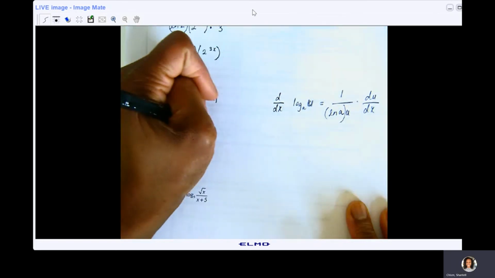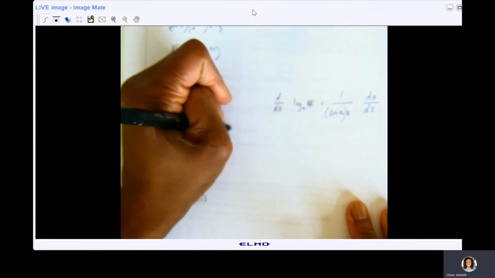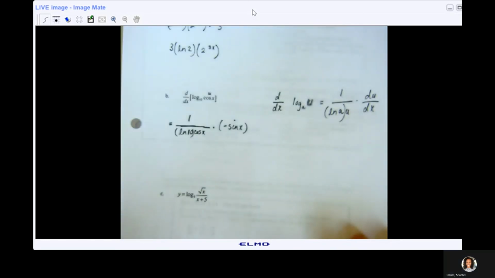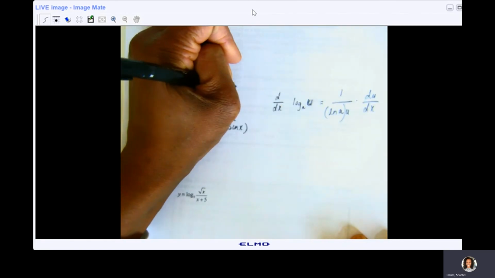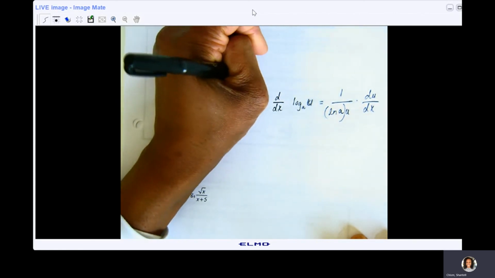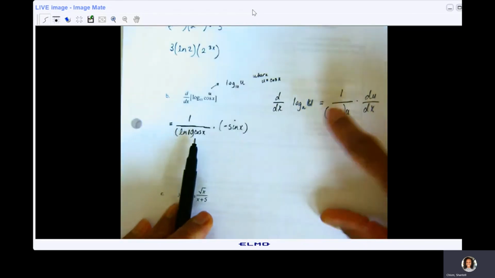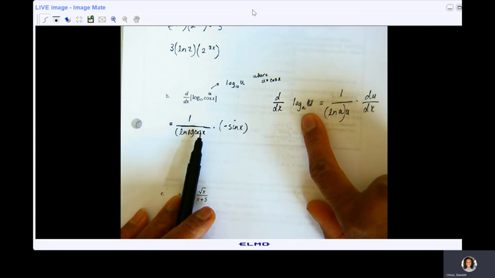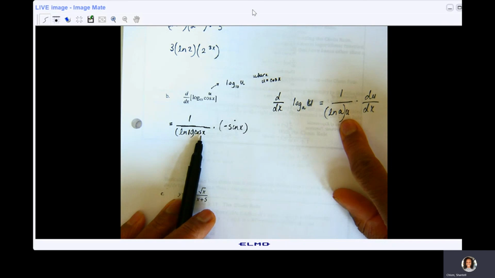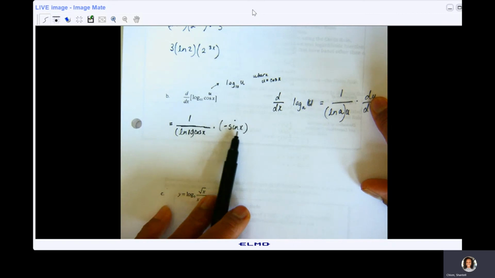Okay, and then I say times the derivative of u itself. The derivative of cosine x is a negative sine x. So the u function, because what I'm saying is this is log base 10 of u, where u is cosine x. So I took the derivative with respect to u, so I have 1 over ln of 10 u, and then times the derivative of u itself. So the derivative of u is negative sine x.